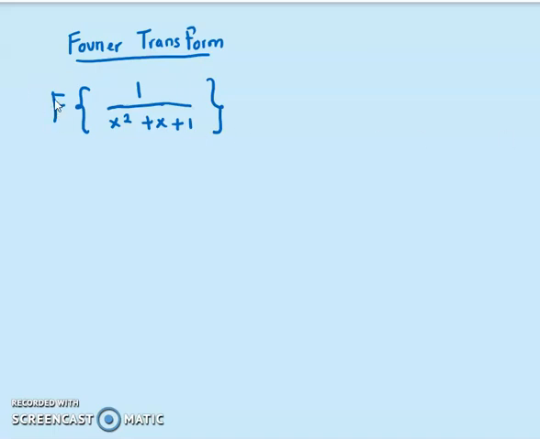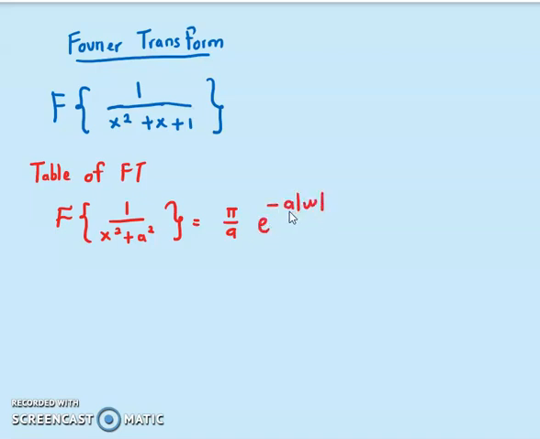Now we know by the Fourier Transform definition, or from the Fourier Transform table, F of 1 over x squared plus a squared is given by pi over a e to the negative a omega. Okay, so this is the closest from the table that we can use. Although this does not quite look like that, we need to change it. So the first step we need to do is to change this by completing the square.